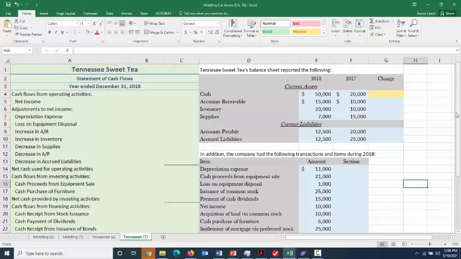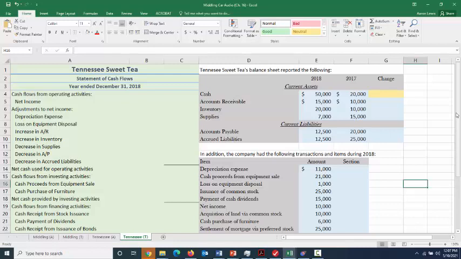Hello everyone, let's do one more example of the preparation of a statement of cash flows using the indirect method, this time for Tennessee Sweet Tea. What we have to do first, as always when you're setting up your statement of cash flows, is find the changes in all of your current asset and current liability accounts, and then find all of the different accounts, on either your balance sheet or your income statement, which would have an effect on the cash flows of your company during the period.